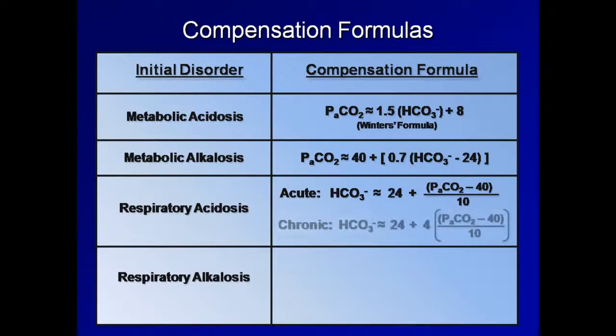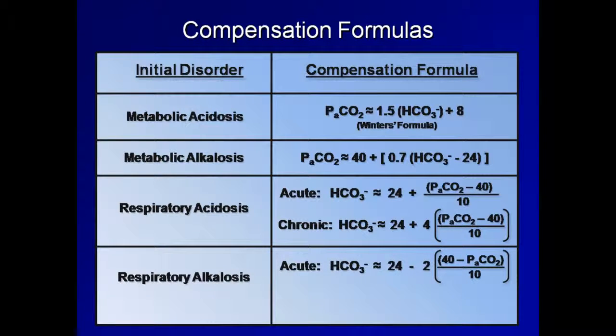For chronic respiratory acidosis, the bicarb should be 24 plus 4 times the difference between PCO2 and 40 over 10. For an acute respiratory alkalosis, bicarb should be 24 minus 2 times the difference between 40 and the PCO2 over 10. And finally, for a chronic respiratory alkalosis, bicarb should be 24 minus 5 times the difference between 40 and the PCO2 over 10. How much variation is allowed for by the approximately equal sign here?